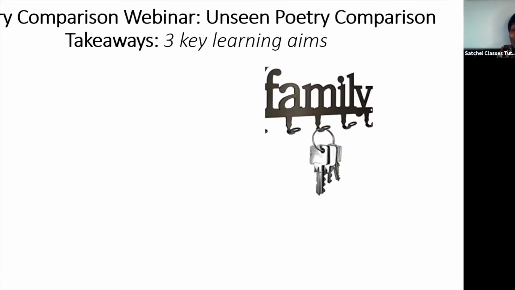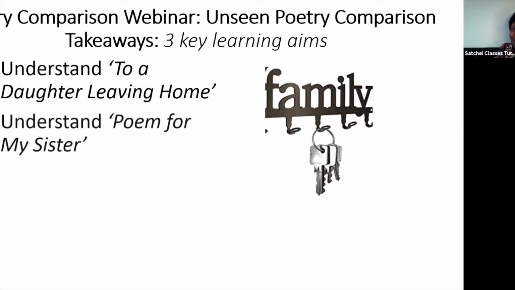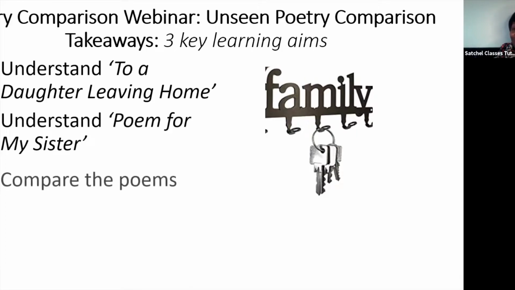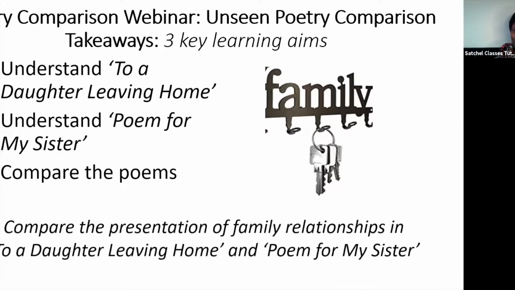Now we have three takeaways or three key learning aims. First of all, to understand the poem To a Daughter Leaving Home. Secondly, to understand the poem For My Sister, and then to compare the poems. And this is designed for a specific assignment. Compare the presentation of family relationships in To a Daughter Leaving Home and Poem For My Sister.